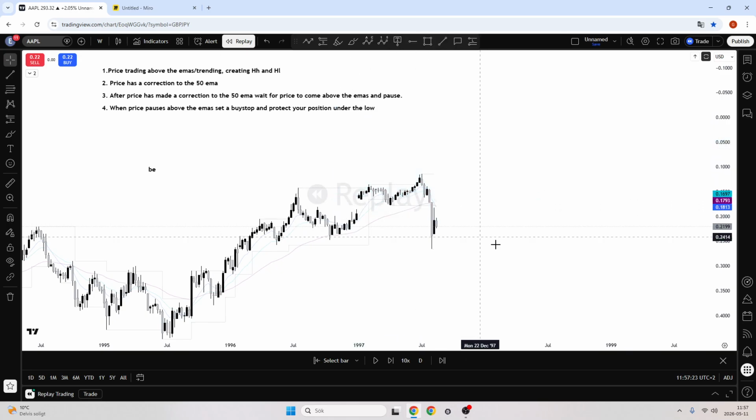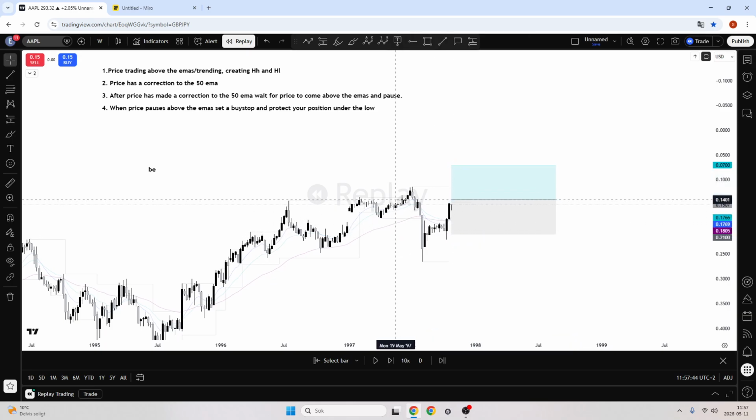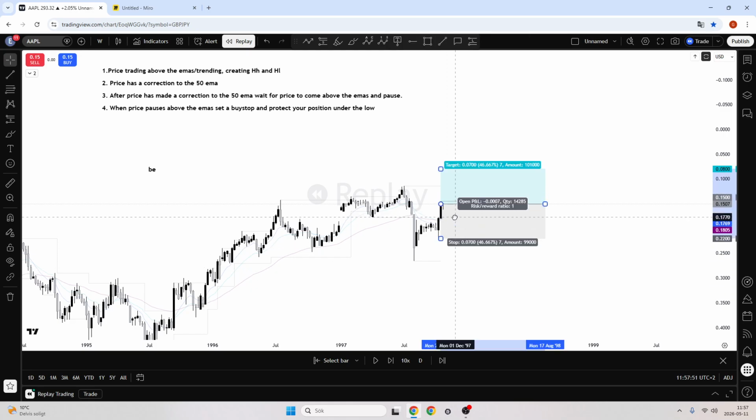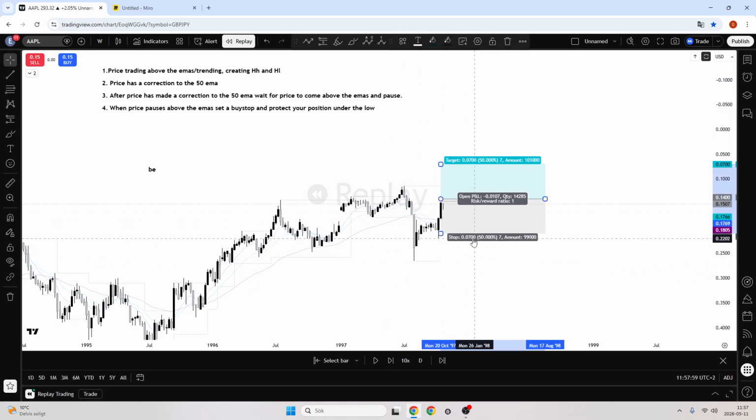So let's do like this. Wait for a pause. We have a pause right here, as you guys can see. Now in this case, price comes under the 50 EMA. Price has a correction to the 50 EMA, right? So this might be a reason for us to skip this trade, because price came to the 50 EMA, but we sold off very heavily. So I may just simply skip this.